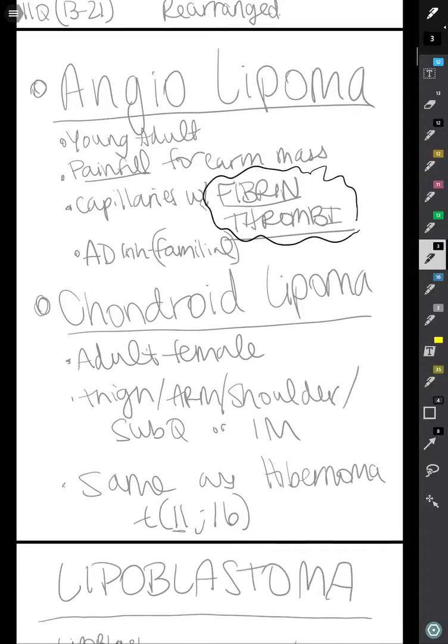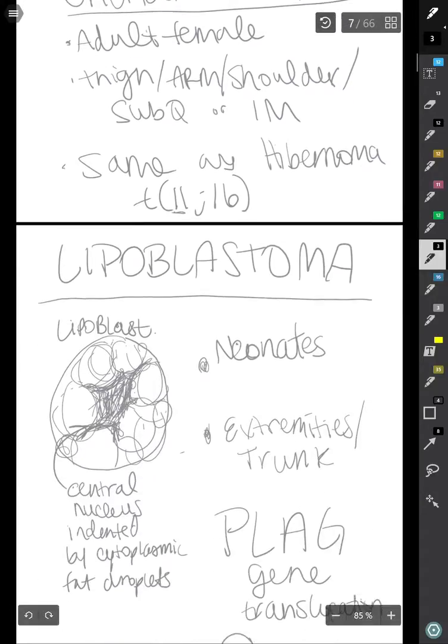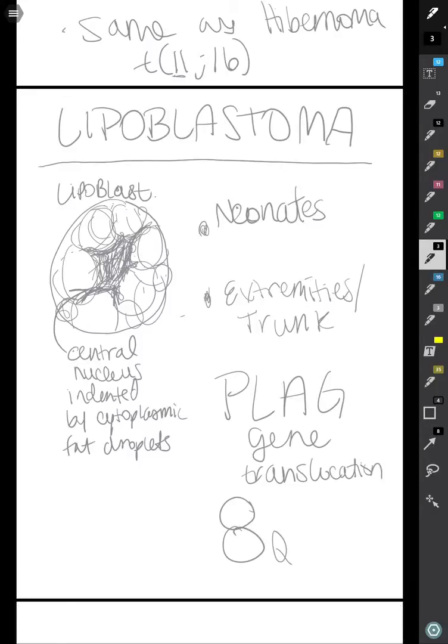Okay, and then chondroid lipoma, the clinical that you need to know for this, it's usually an adult female who comes in with a mass either in their thigh, arm, or shoulder area, kind of deeper, or not too deep, superficial. It can be subcutaneous or intramuscular. Most of the time it's a little bit more on the subcutaneous aspect instead of intramuscular. And this does have the same translocation associated with hibernoma, your 11;16 translocation. Okay, and then lipoblastoma, as I mentioned, this is the one that presents in the youngest, so we have a neonate population.